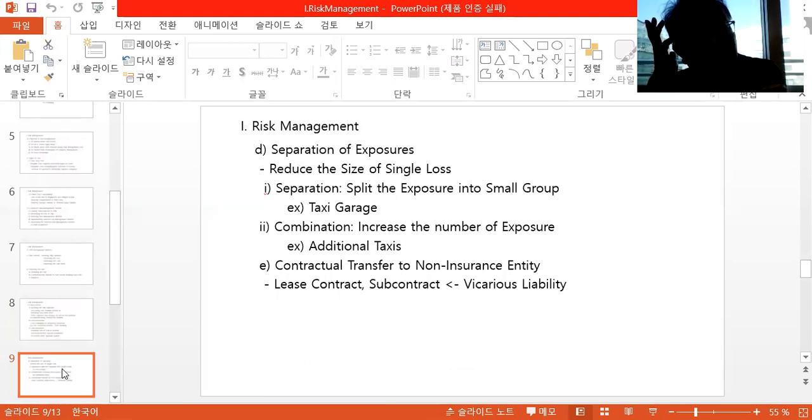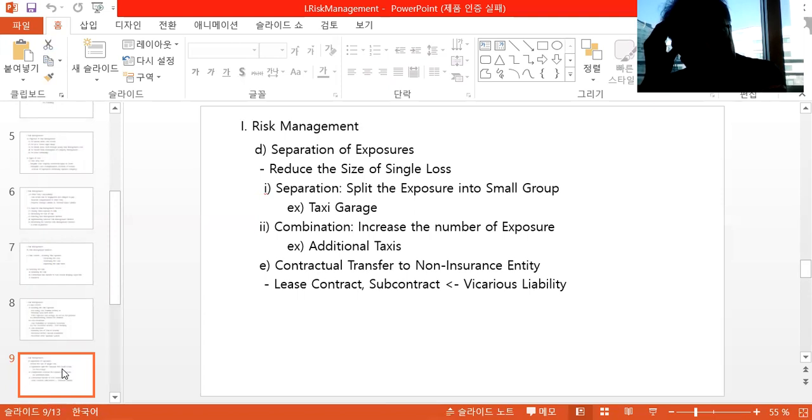Then the fourth one is separation of exposures. You reduce the size of a single loss by separation. You split the exposure into small groups. For example, a taxi garage. You make several taxi garages, like A garage, B garage, and C garage. Even if a fire occurs in A garage, B garage and C garage are okay, so you can still operate your taxi business. The second one is combination.